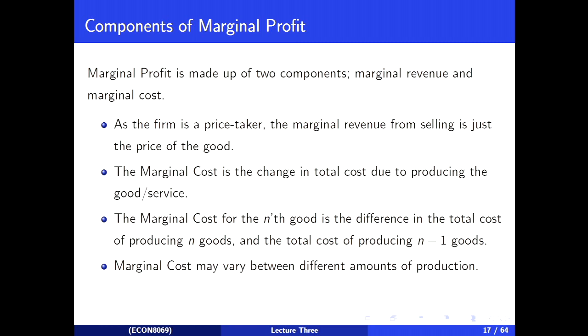Marginal cost is the change in total cost due to producing the good or service. It's the difference in cost. It's going to typically vary. It's going to typically be upward sloping, but it's going to vary between different amounts of production for the reasons I just talked about.